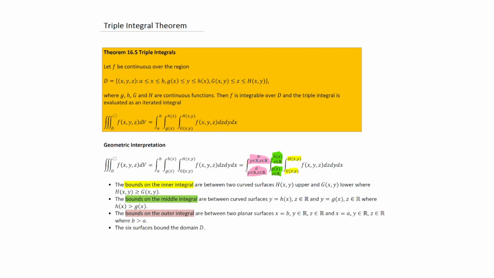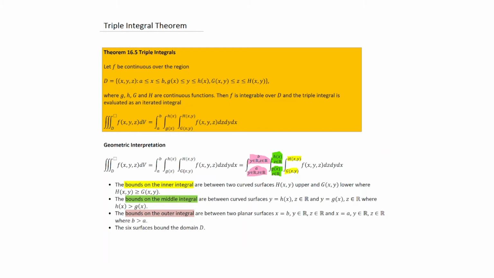All right, so now we can basically quote the theorem, 16.5, triple integrals. Let f be continuous over the region. That is a given. And the domain in this case would be that a is less than or equal to x less than or equal to b, g of x is less than or equal to y less than or equal to h of x, and G of x, y is less than or equal to z less than or equal to H of x, y, where g, h, capital G, and capital H are continuous functions.